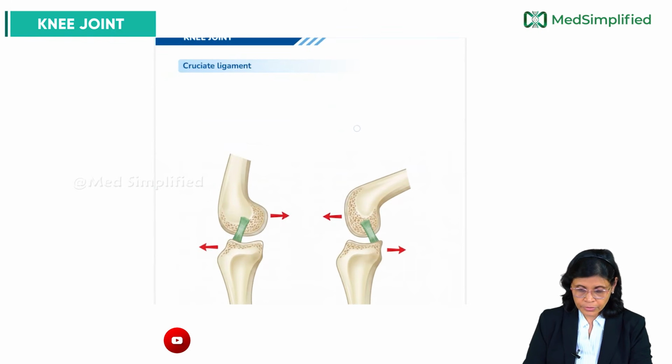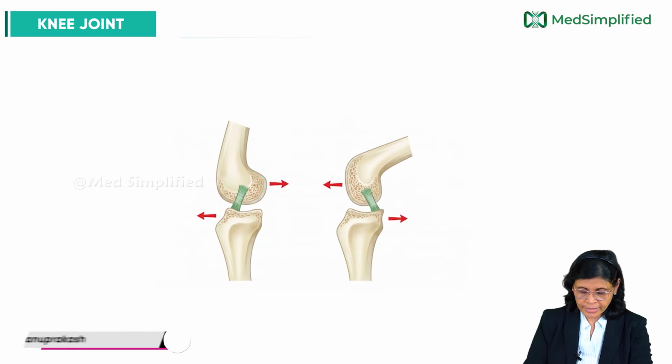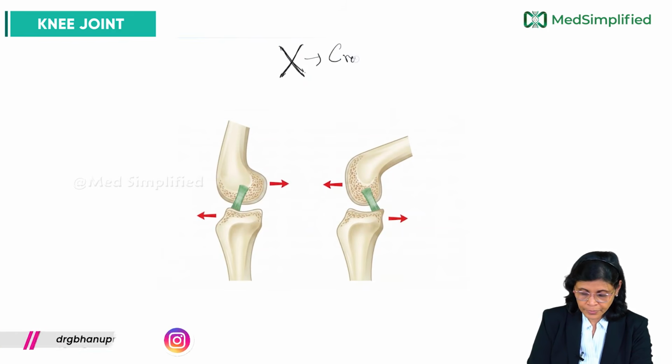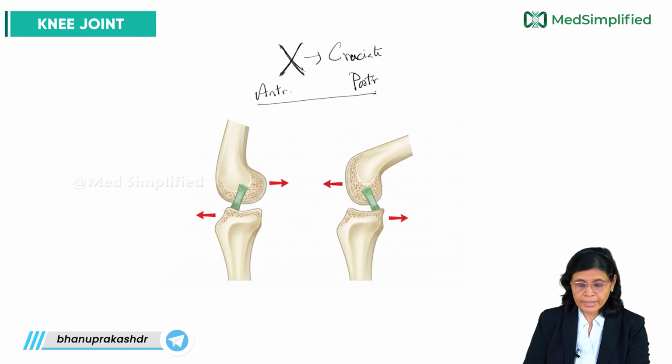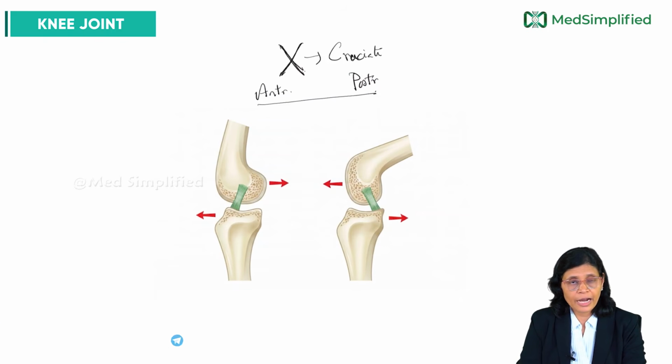Next, moving on to the cruciate ligaments. The cruciate ligaments are two thick bands. Since they are attached in such a way that it looks like an X, that is why we call them cruciate. So we have the anterior cruciate and posterior cruciate ligament. Basically they are very important to maintain the anteroposterior stability of the knee joint.